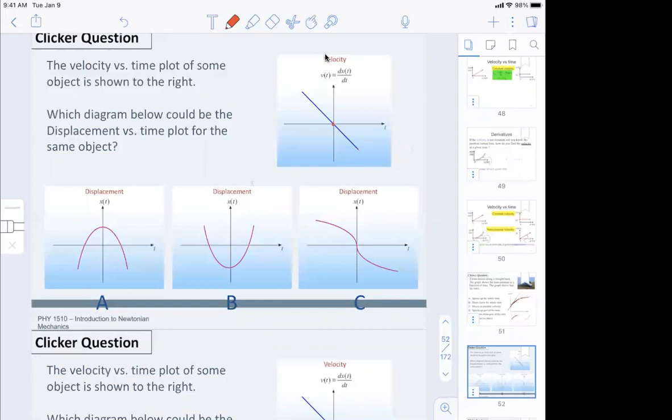Okay, I'm going to end the voting and then we can share the results. Okay, so here are the results.